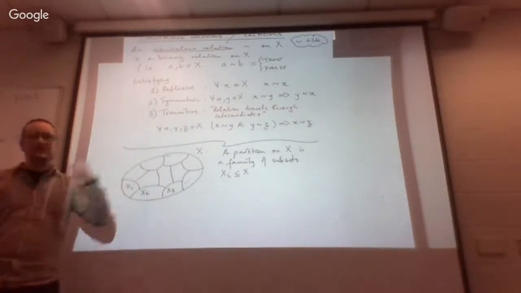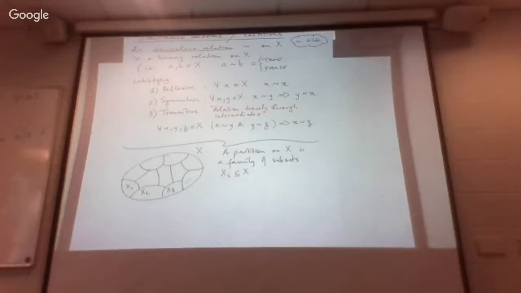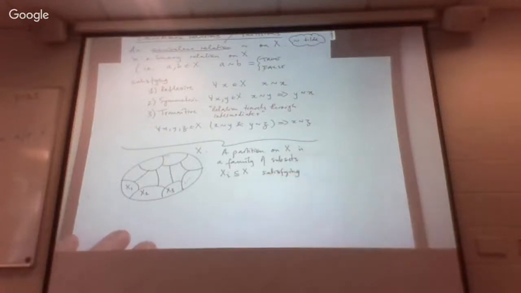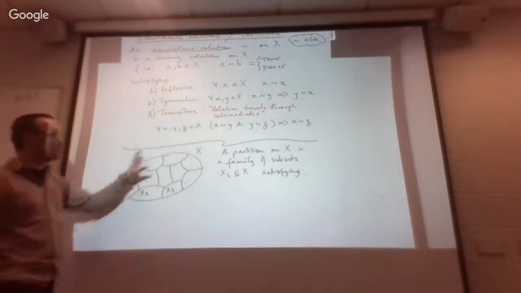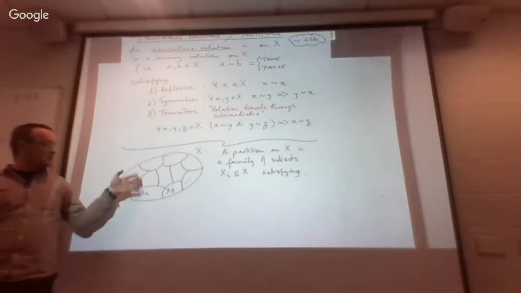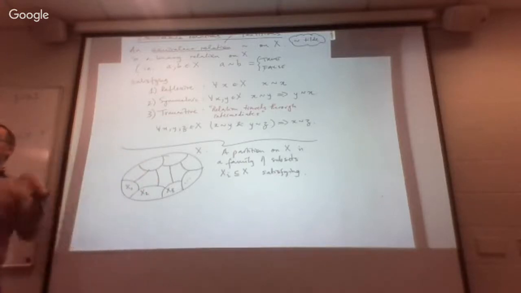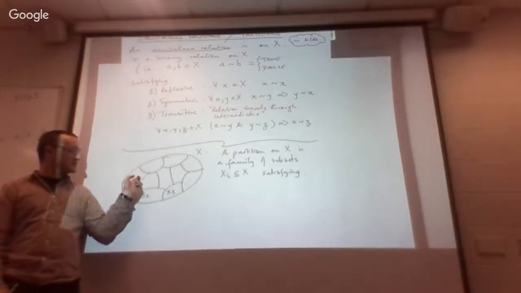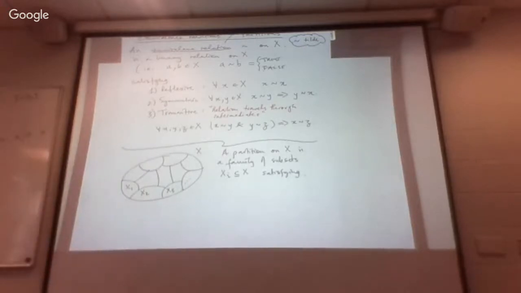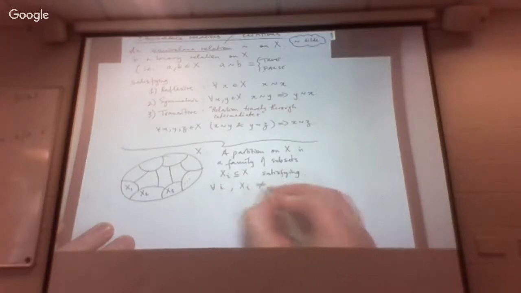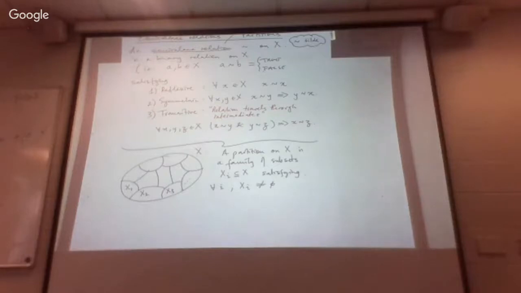But it's some collection of subsets, but they're arranged nicely. Basically, they account for all of X, so they cover the whole of X. And each subset is non-empty, and they don't have any overlaps. So you don't have any little bit here which is in this one and also in this one. They're completely distinct. So the three properties are, for every i, xi is non-empty, not equal to the empty set.